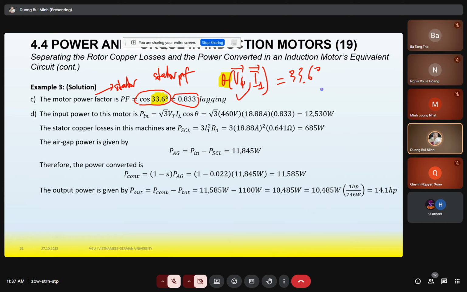If we would like to calculate rotor power factor, how can we do it? Rotor power factor. Okay, so come back.